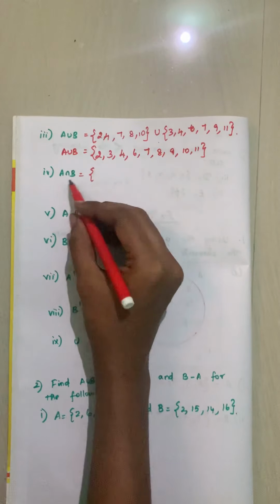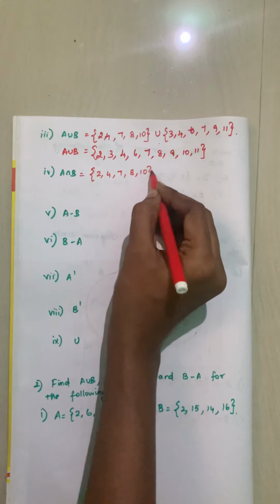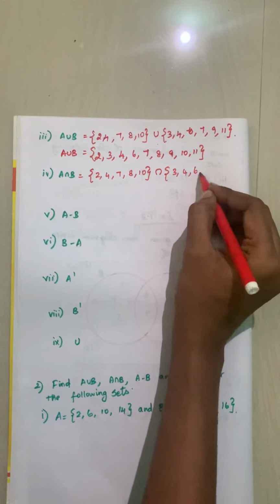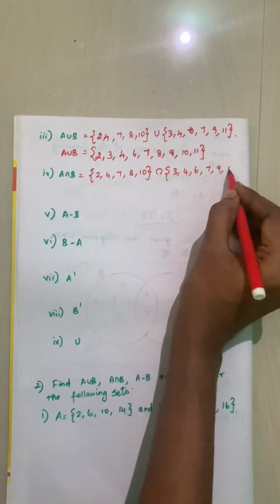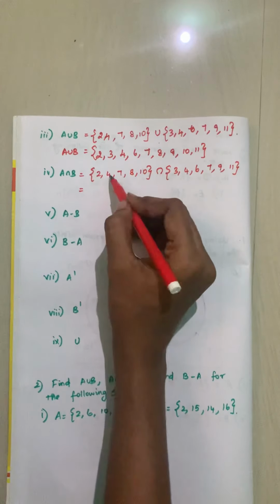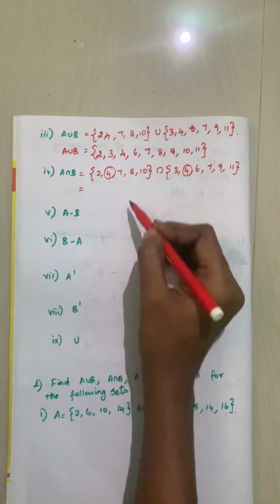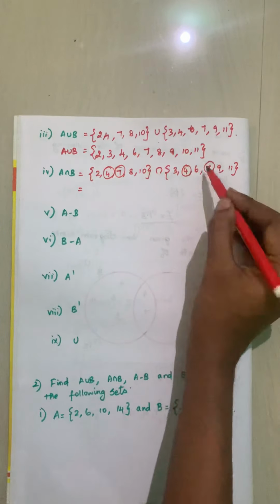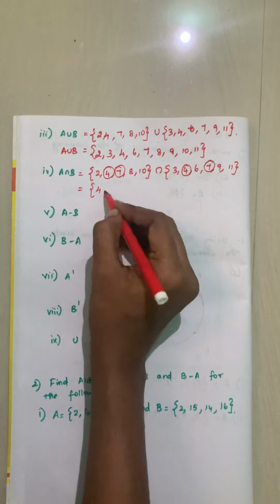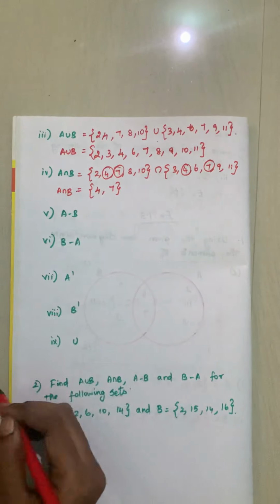Next is A intersection B. A is 2, 4, 7, 8, 10. B is 3, 4, 6, 7, 9, 11. Intersection means common elements alone you have to write. Here 4 is common, here also 4 is common. Next 7 and 7. No other element is common. So intersection means common: 4, 7. So that is your A intersection B.